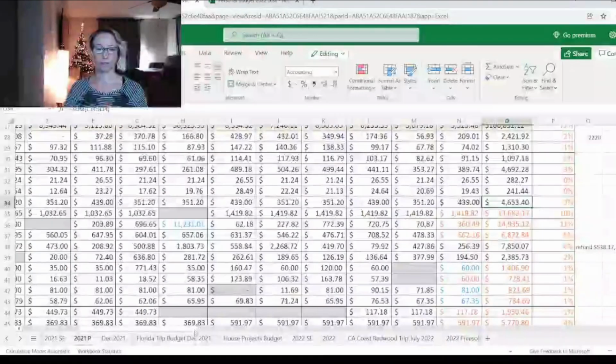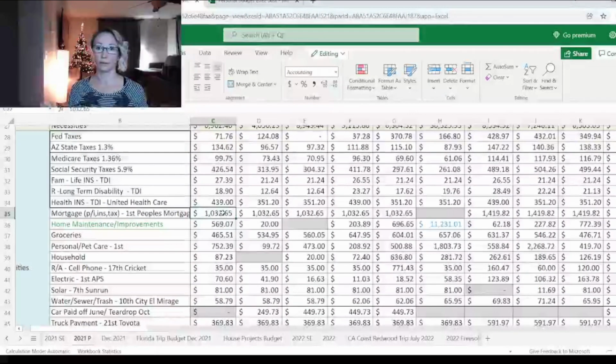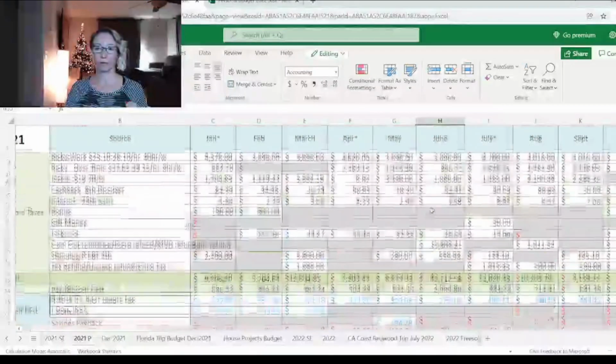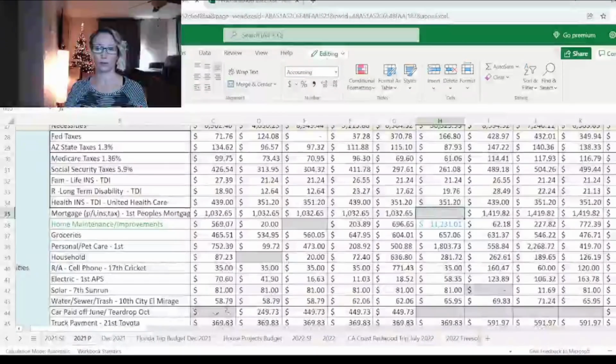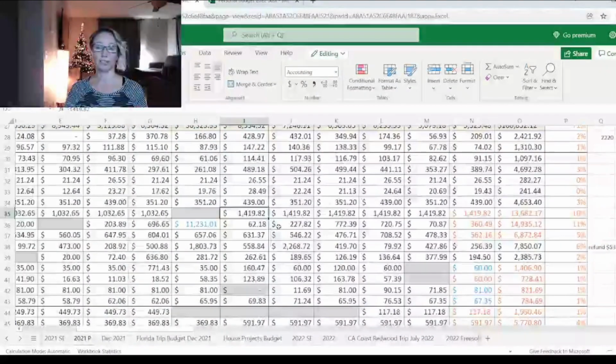Now the big change, again, you'll see with our mortgage here was the fact that we refinanced. Our mortgage before was a 20-year mortgage, like I mentioned, and we still had the mortgage insurance, but now we don't have that anymore. And we went from a 20-year to a 15-year. So you'll see our payment used to be $1,032. We didn't have to make a payment in June because we were refinancing. And then our new payment was the $1,419.